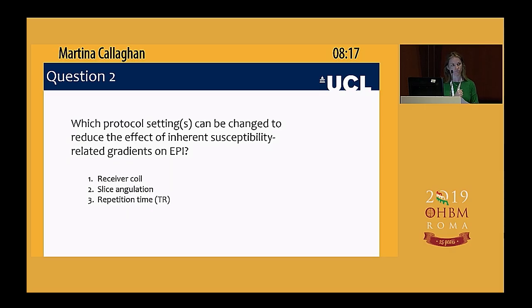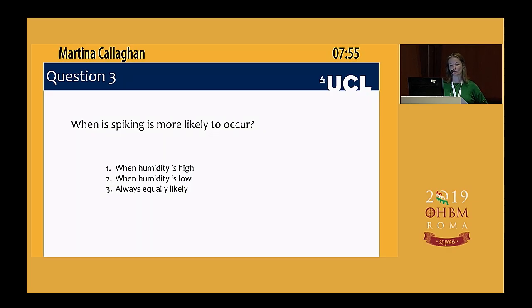Receiver coil, slice angulation, repetition time. So hands up for receiver coil. For slice angulation, yay. Repetition time, no one's going to say it now, of course, right? Yes, slice angulation.